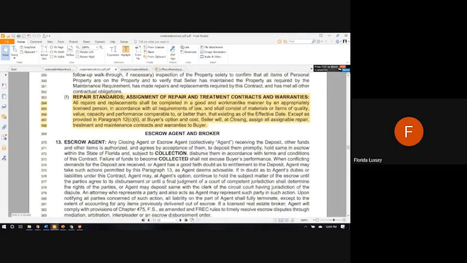Now the repair standard. So on here, all repairs and replacements will be completed in a good and workmanlike manner by an appropriately licensed person in accordance with all requirements of law, and shall consist of materials of quality, value, capacity, and performance comparable to or better than whatever existed, except as provided in that paragraph. At the buyer's option and cost, the seller will at closing assign all repair, treatment, and maintenance contracts and warranties. On an as-is contract, the seller has no obligation to transfer AC warranty, roof warranty, anything else.